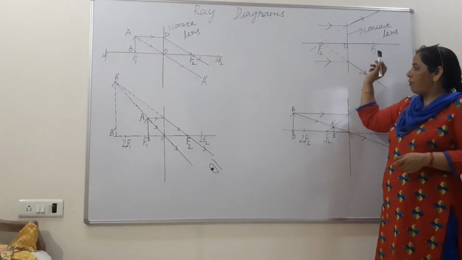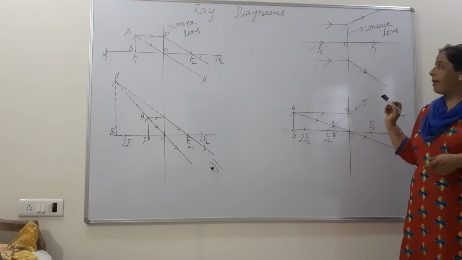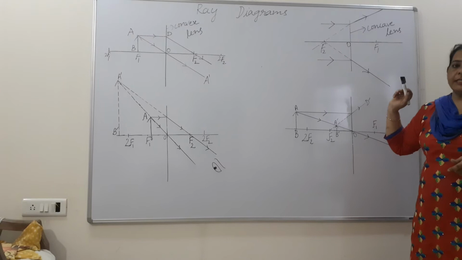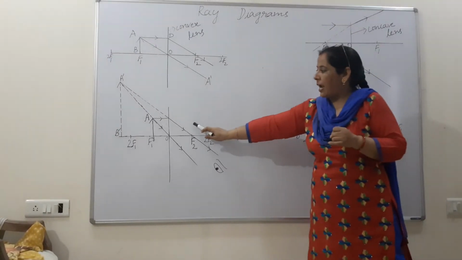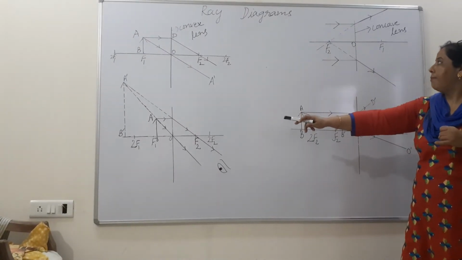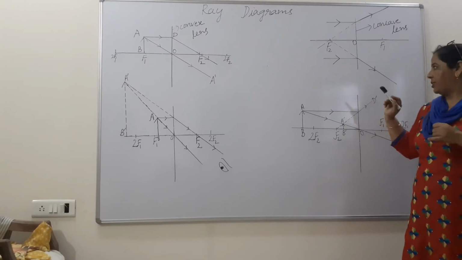Image will always, in case of concave lens, be virtual, erect, and very diminished. Diminished means very small in size. And here virtual and erect was there, but it was highly magnified. In convex lens it was highly magnified, but in concave lens it will be very diminished.